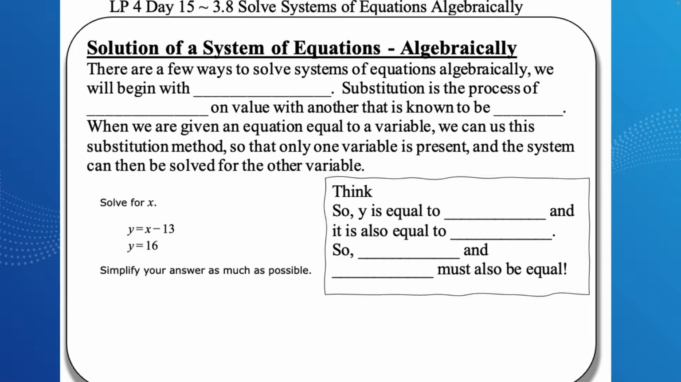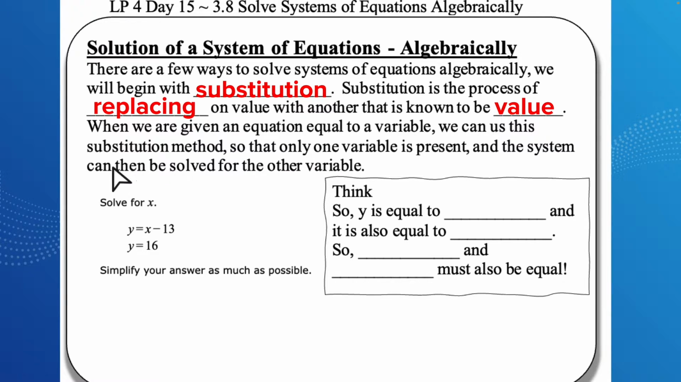So there are a few ways to solve systems of equations algebraically. We will begin with what's called substitution. Substitution is the process of replacing one value with another that is known to be equal. That should say equal. I'll fix that. So this shouldn't say value. This should say equal. We are given an equation equal to a variable, so we can use the substitution method so that only one variable is present and the system can be solved.